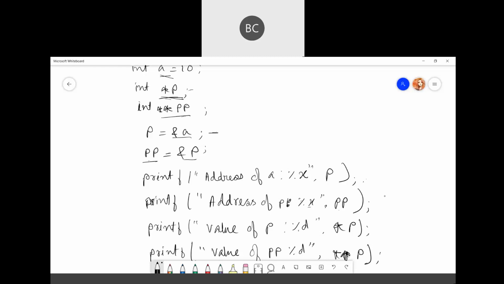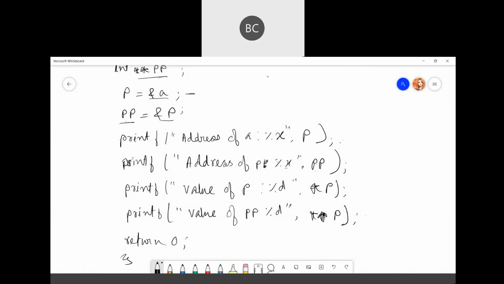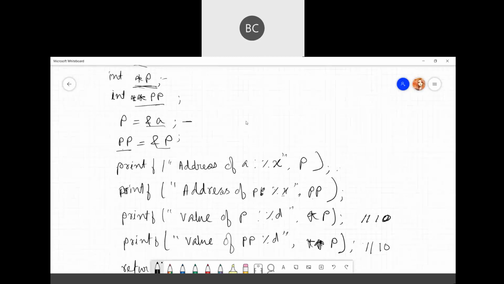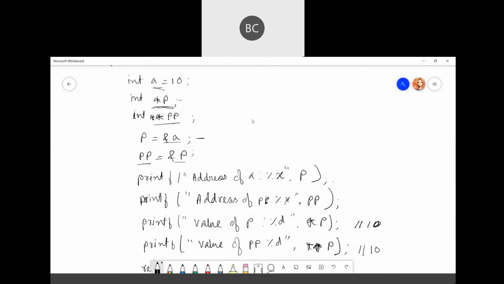For pointer p, it will give you 10, and for pp the output will also be 10. Because your main variable is 10, accessing the value of a gives you 10. And since pp holds the address of another pointer, accessing the value through it will also give you 10. So this is the simplest one to see how it actually works.